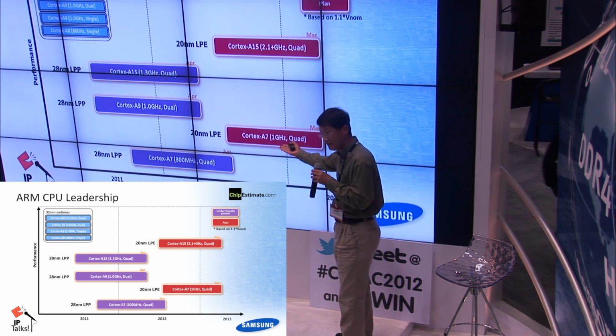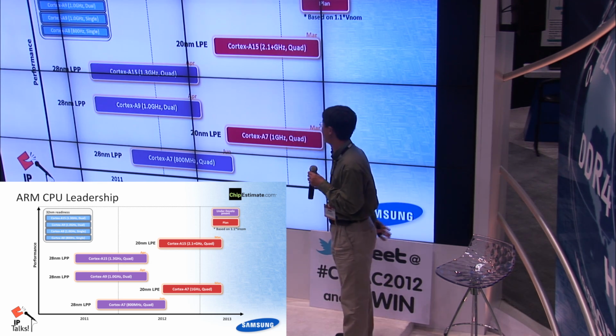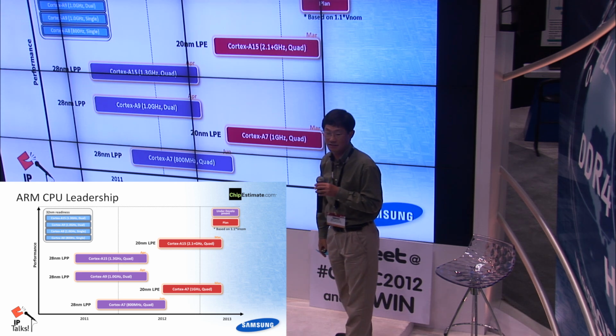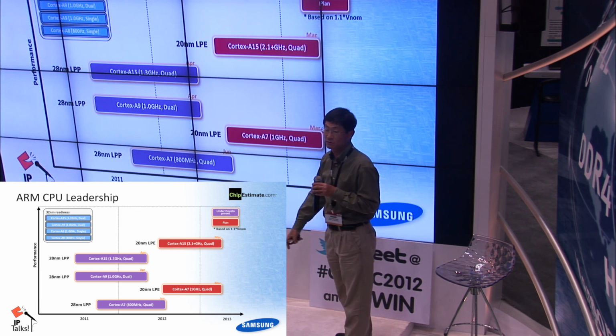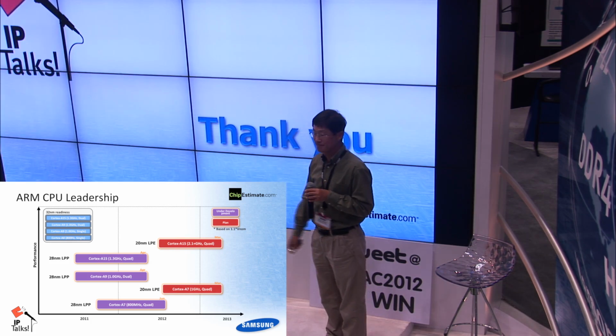And the Cortex A7, normally in big.LITTLE combinations. The Cortex A7's target speed is about 1 gigahertz in the 20 nanometer LP process. Actually, that's it. Thank you very much.